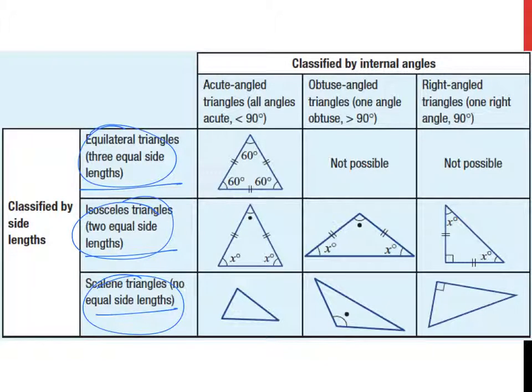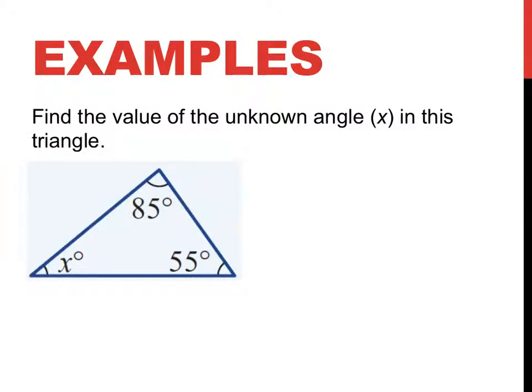Easy. An acute angled triangle is a triangle that has all angles less than 90 degrees. An obtuse angled triangle is a triangle that has one angle over 90 degrees. And a right angled triangle is a triangle that has at least one right angle. They are very self-explanatory. Okay, here's a kind of question that you might be asked.